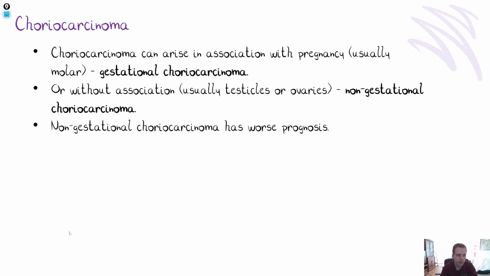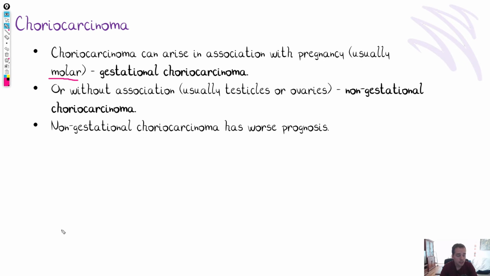It's good to keep in mind one thing. The choriocarcinoma can arise in two clinical settings. It can arise in association with pregnancy. We call it gestational choriocarcinoma. And usually it arises in some pathological pregnancy. Usually it's molar pregnancy. So those are the patients with a complete or incomplete hydatidiform mole. And in this terrain, a choriocarcinoma can develop. It can develop also in the setting of normal physiological pregnancy, but it is quite rare.